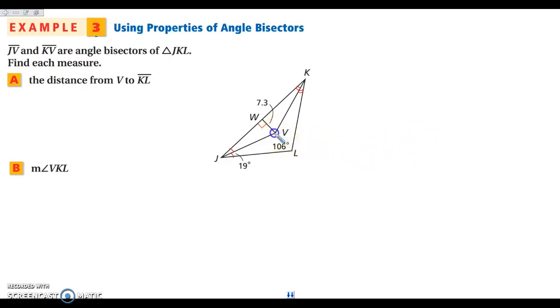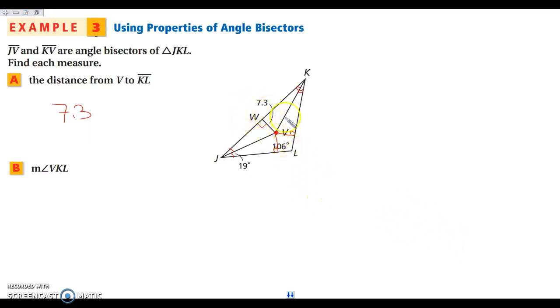So since V is my incenter, because it's where my angle bisectors meet, I know that the distance from V to each side of the triangle is going to be exactly the same. So WV, this distance, and this distance will all be 7.3 because they have to be congruent. Okay? So the next thing that I want to look at is the measure of angle VKL.